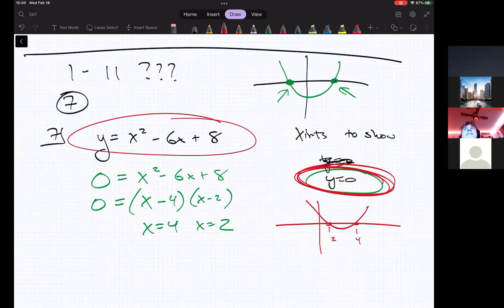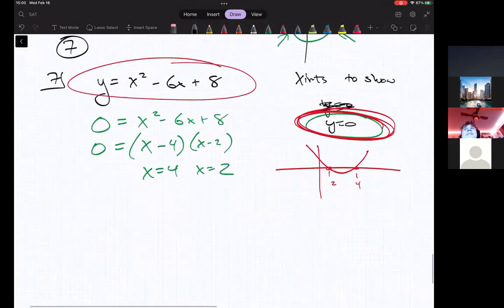We did pretty well on the beginning. It was towards the end where we weren't doing so hot. All right, questions from 12 through 18.